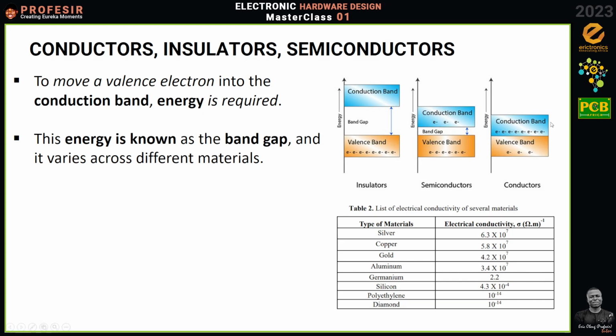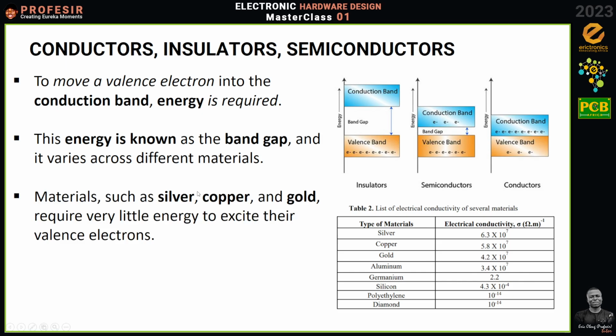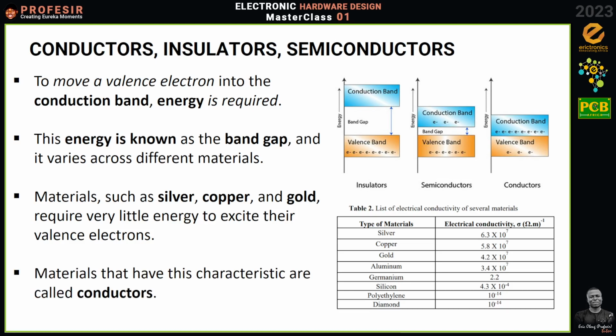Pictorially, assuming this yellow band is the valence band and this blue one is the conduction band, it's almost like the conduction band sits on top of or overlaps with the valence band, because with the little energy you apply, you have electrons exciting into the conduction band. Examples of these materials include silver, copper, and gold. Very little energy is required to excite their valence electrons, and we call them conductors.